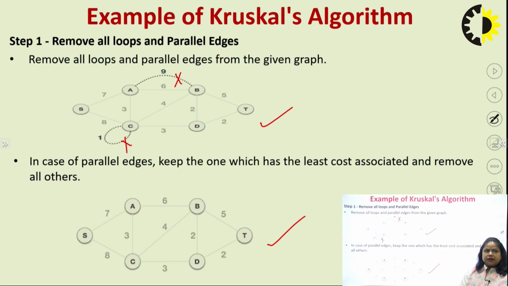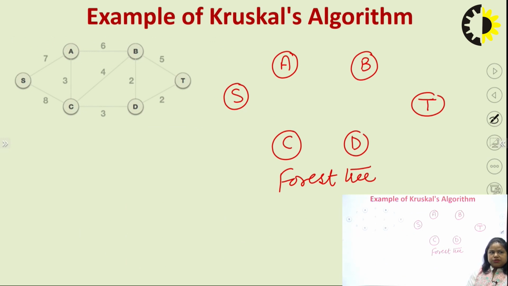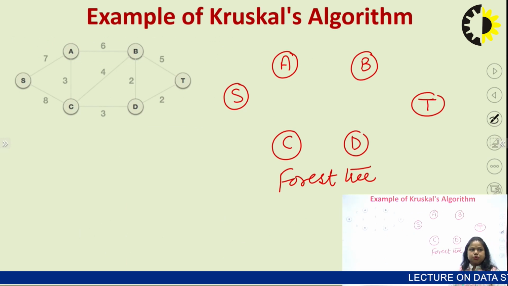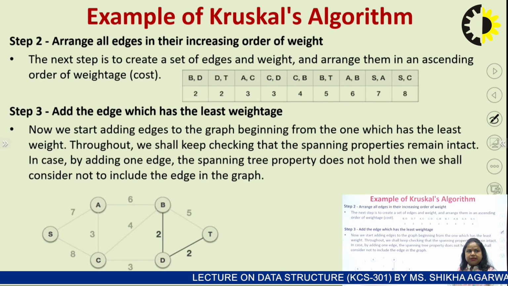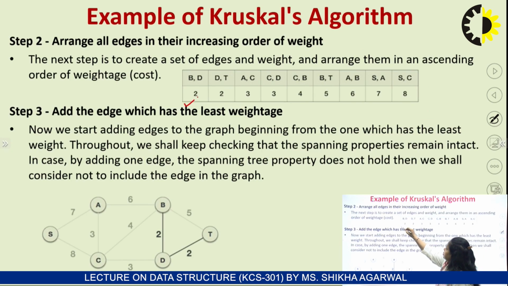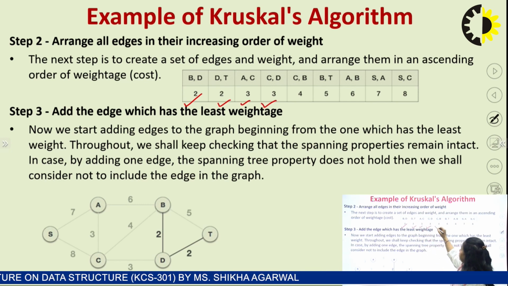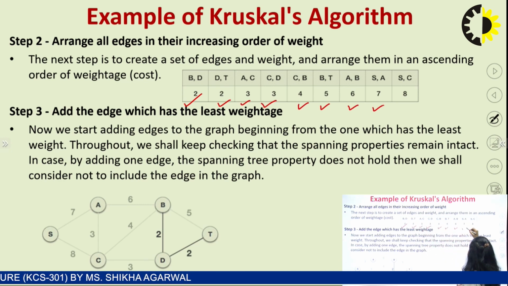From this graph, you can check that the minimum weight is 2, between B, D and D, T. So first of all, we write the costs 2, 2, 3, 3, 4, 5, 6, 7 and 8. This is the way we have to arrange the given weights.